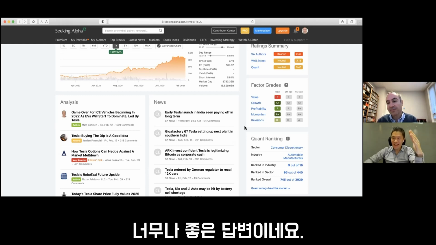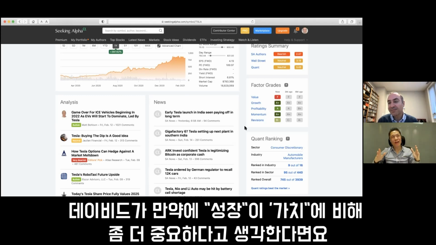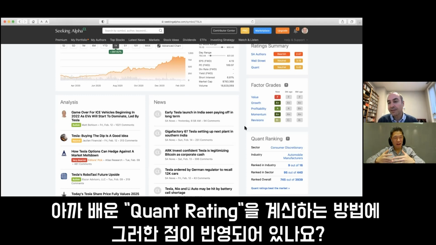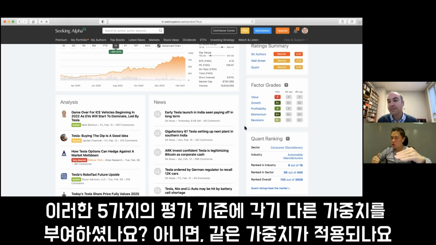Okay, that's great. So that leads to my next question. If you believe in growth more than value, does it affect the way of calculating quant rating? Because quant rating is a combination of value, growth, profitability, momentum, and revisions. Did you put different weight on a different category, or is it evenly distributed?